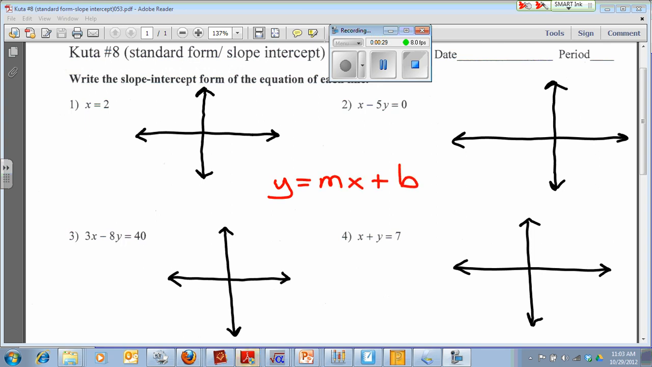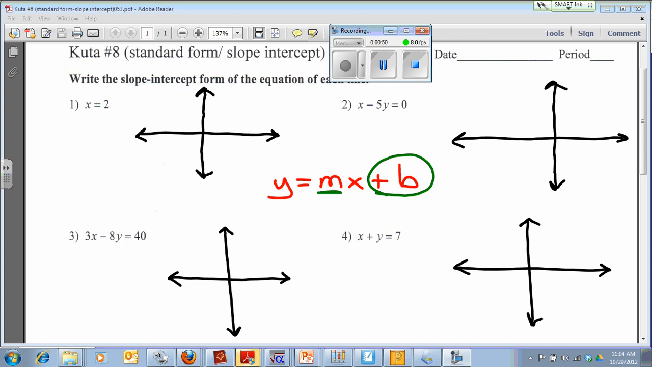The reason we would like to have it in that form is because very quickly we can identify our slope and we can also identify our y-intercept. So if we want to make a quick graph, it's just nice to have it in that form. Well, equations don't come in slope-intercept form, so I'd like to give some examples of why we would like to get it in that form and then how quickly we can graph something.